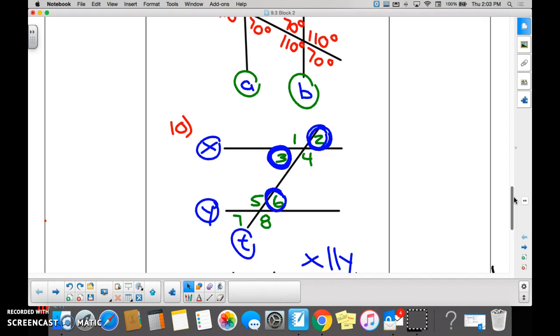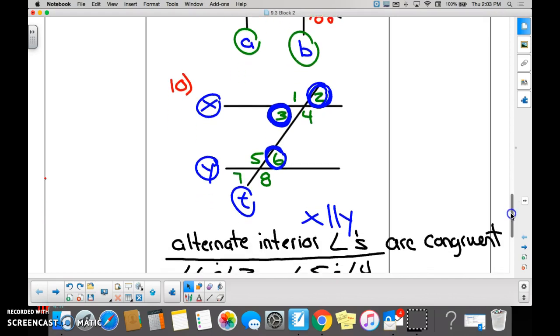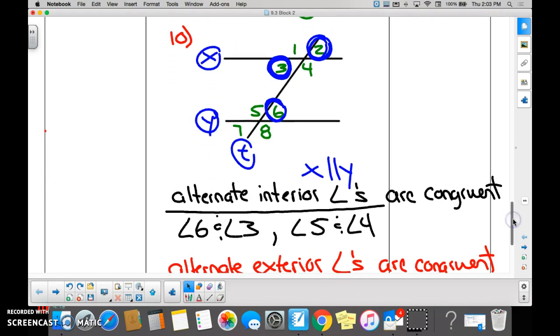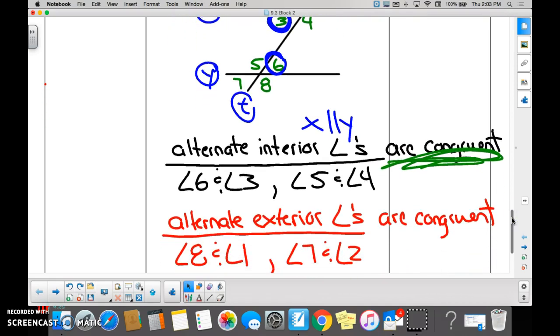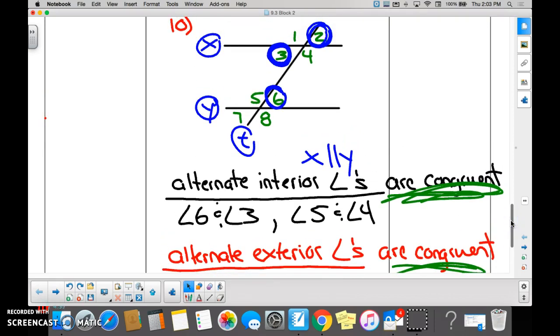But do we want to bypass that into a shortcut by understanding why 6 and 3 are congruent? Yes. So we went down to this thing called alternate interior angles. What about alternate interior angles? They're congruent. And then we did this thing called alternate exterior angles, and what about them? They're congruent. So let's go back up to 6 and 3.